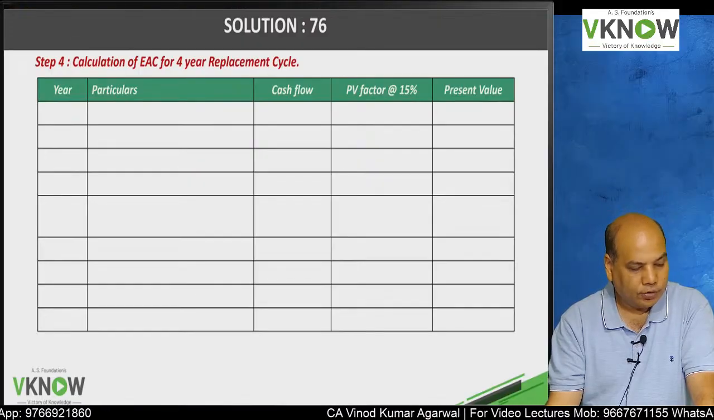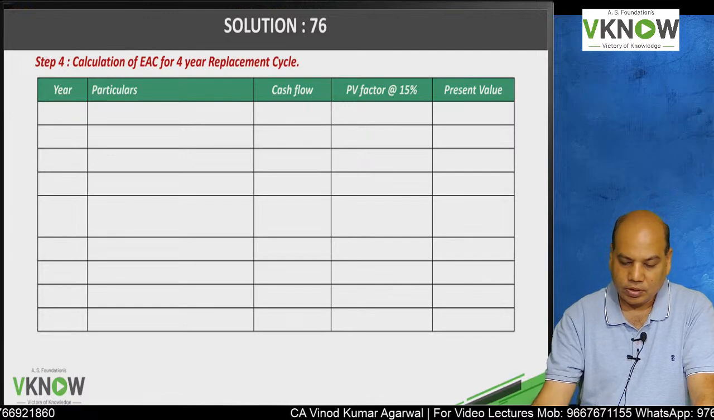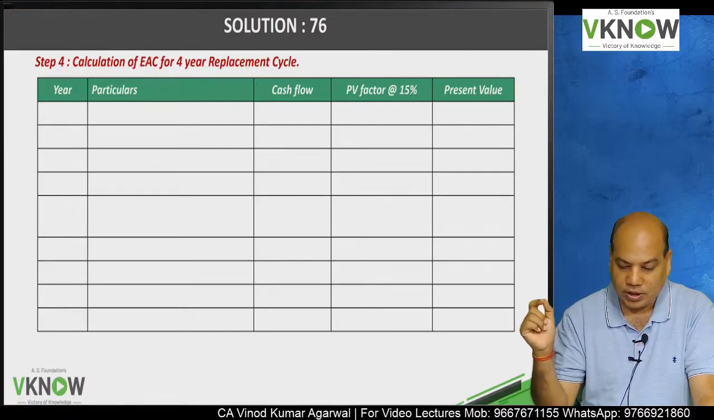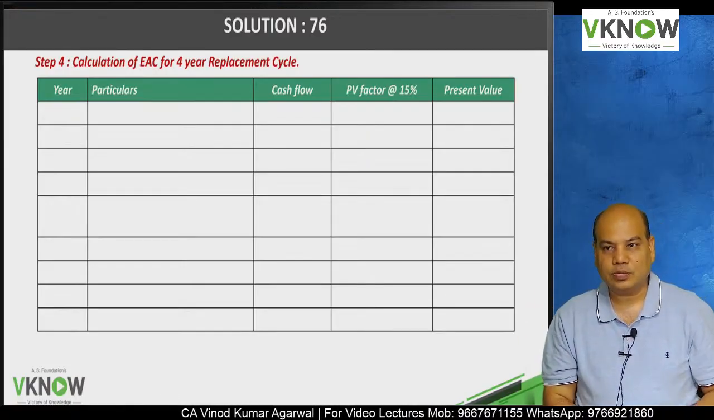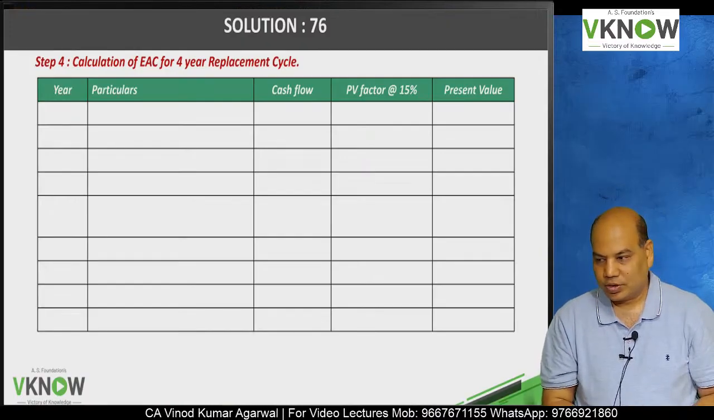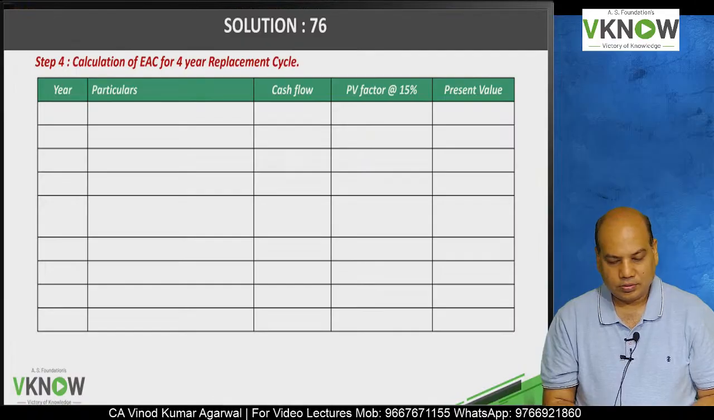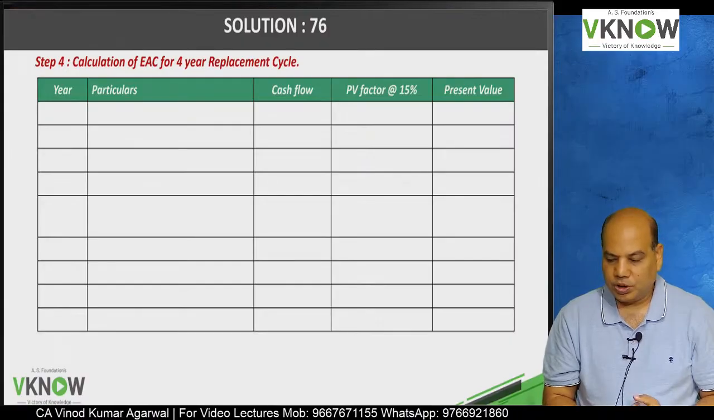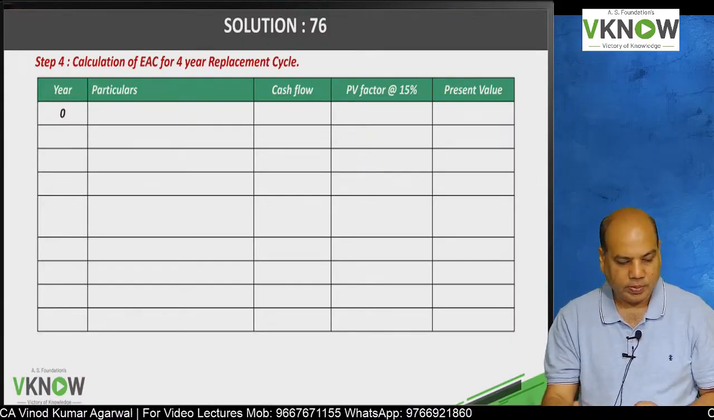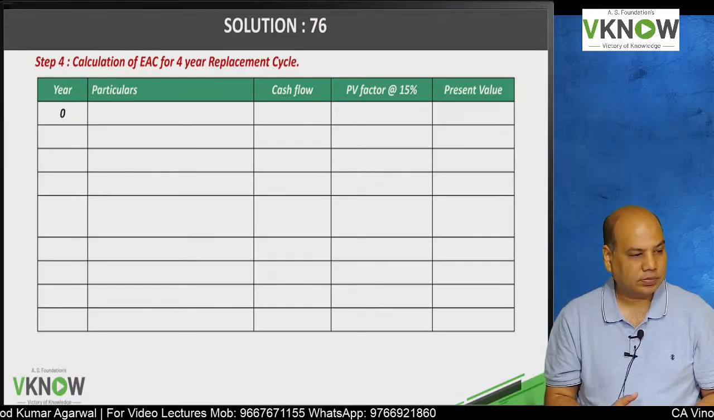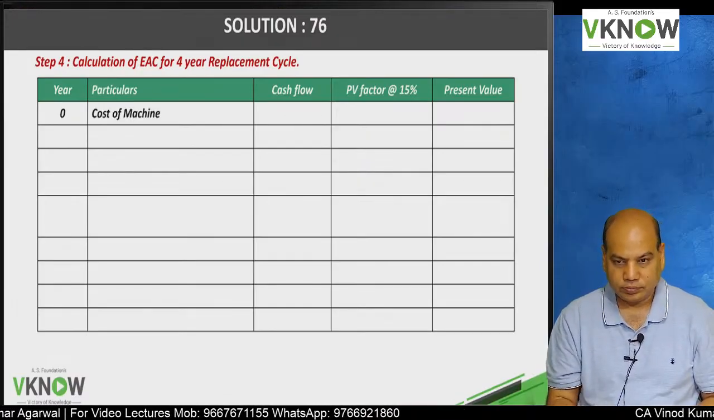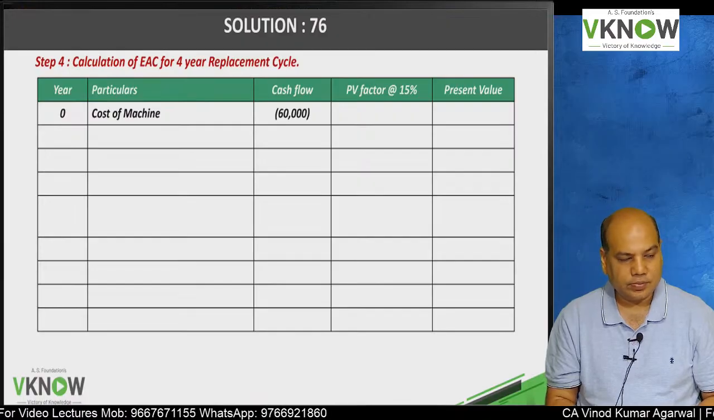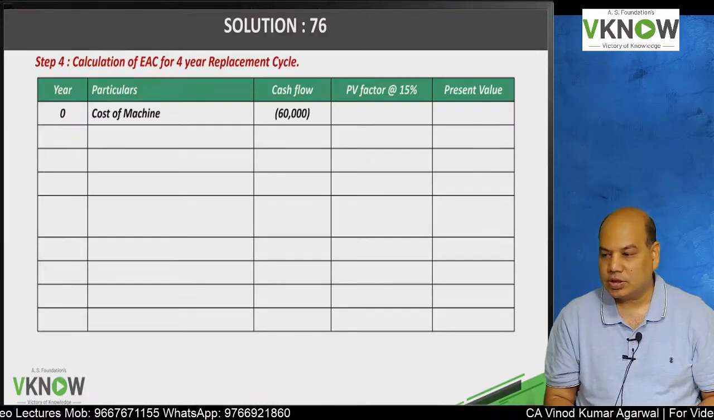Calculation of EAC for the 4-year replacement cycle. Year, particulars, cash flow, PV factor and present value. The format is the same. Come on, student. Year 0, cost of the machine: 60,000.